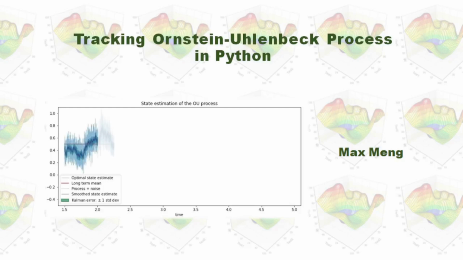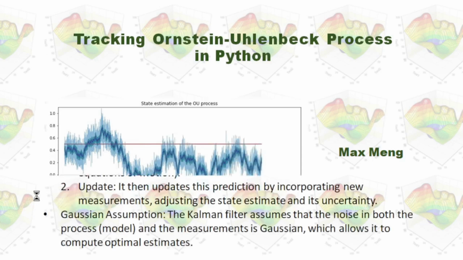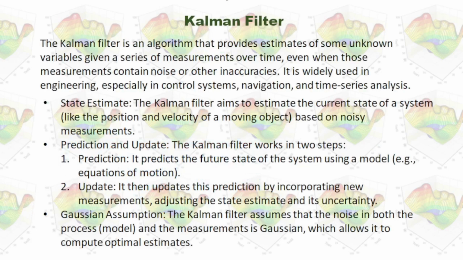This time, I'm going to talk about tracking the Ornstein-Uhlenbeck process in Python. In this model, we will use the Kalman filter.